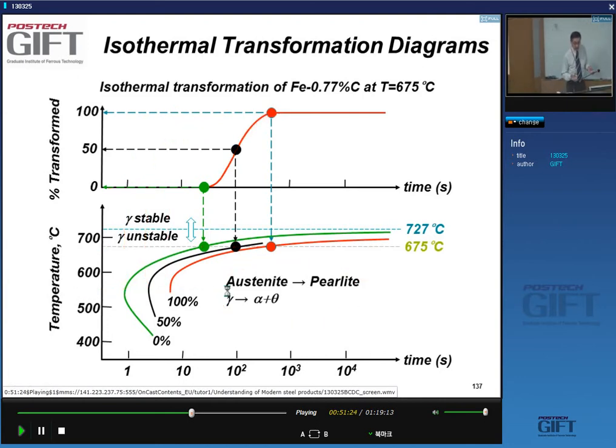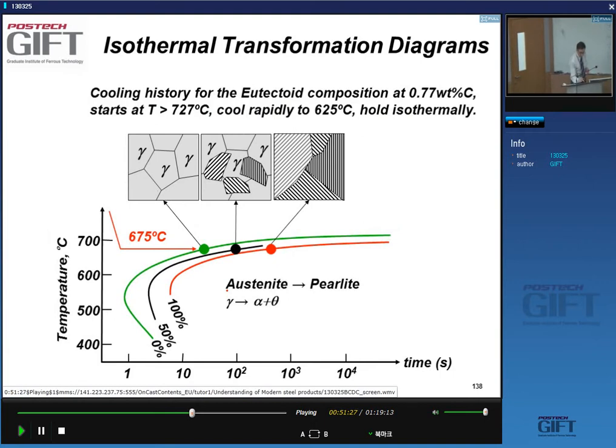Okay. Right? And this is basically what happens in the microstructure. In the austenite, we get the grain boundaries where the pearlite starts to nucleate, yes? And between this green dot and the red dot, I have about 50% of the transformation done, and by the time I reach, this is a few hundred seconds at 675, I find that the microstructure is fully transformed. Yeah.